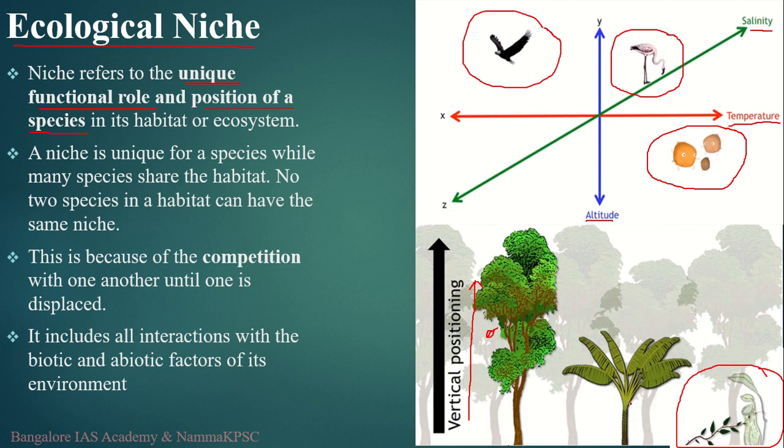So I hope with respect to these examples, the concept of niche is clear. What happens is, different species may share a habitat, but no two species will share a niche. I gave you the example of the rainforest over there. They're sharing the same habitat, but they do not share the same niche. I want you to remember this. This is very important. Different species may share a habitat, but no two species will share a niche. And this is because of the competition with one another until one is displaced.